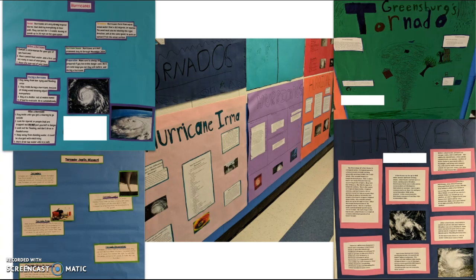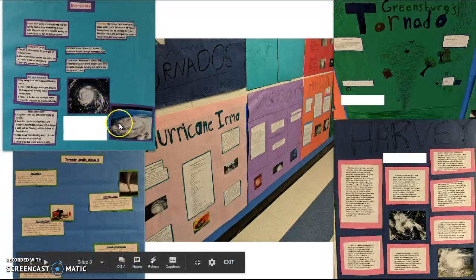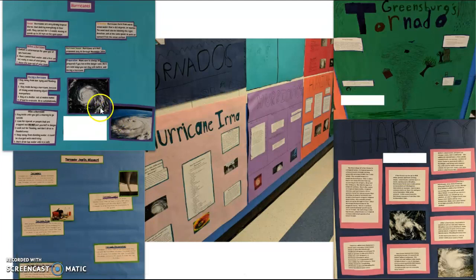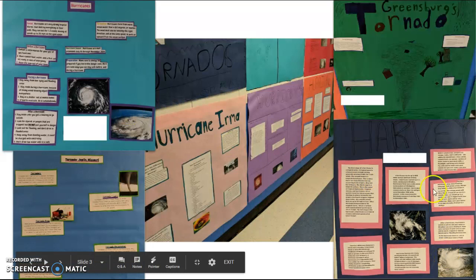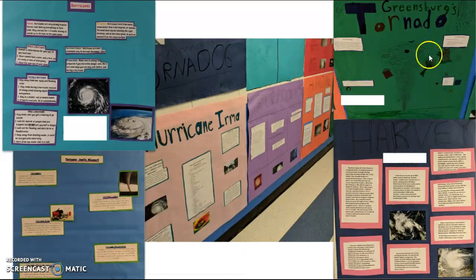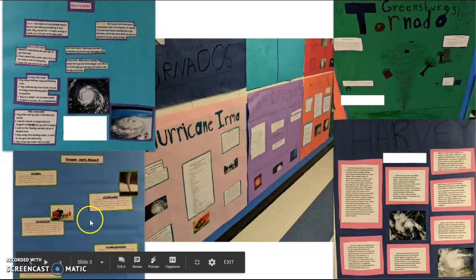These are a few of the examples of the posters that they created in our hallway. As you can see, they're very creative. They're all unique. Some show pictures of what a hurricane actually looks like. Living here in the center of the United States, we don't often see hurricanes, but we do see them in the news. Tornadoes, flying debris, everything like that, as well as a safety kit.